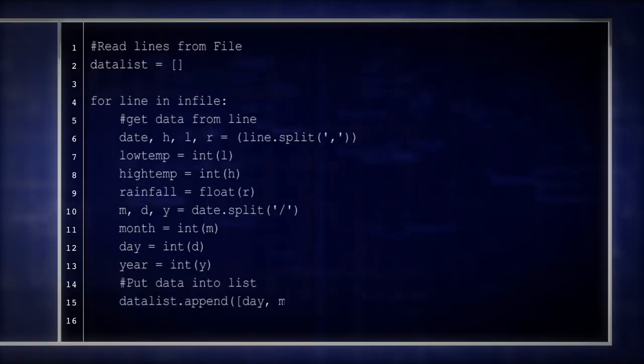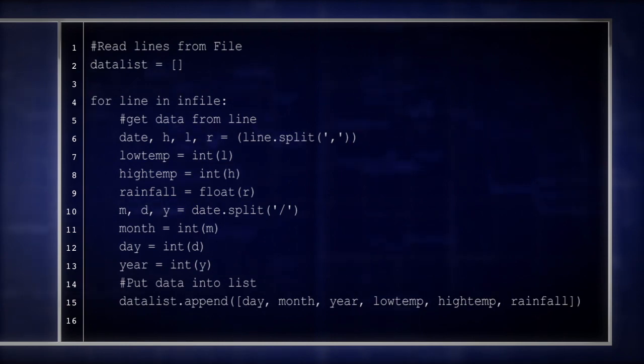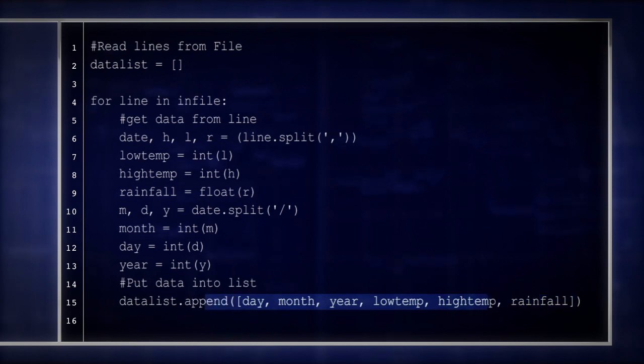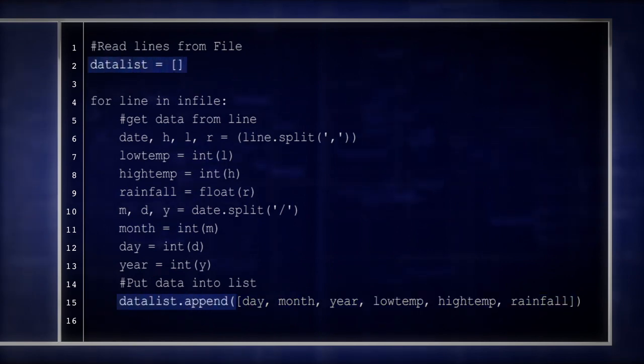We still need to put this data for this line into a list, so that we can retrieve it later in the analysis phase. So, we'll create a list with all the data we just found for one day: the day, month, year, low temp, high temp, and rainfall. We'll append that list onto the data list variable that we created. So data list is going to be a list of lists.